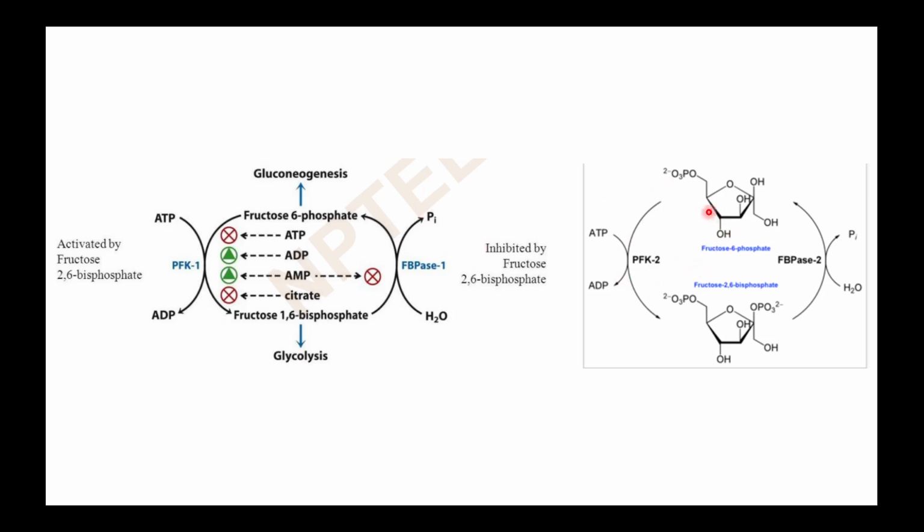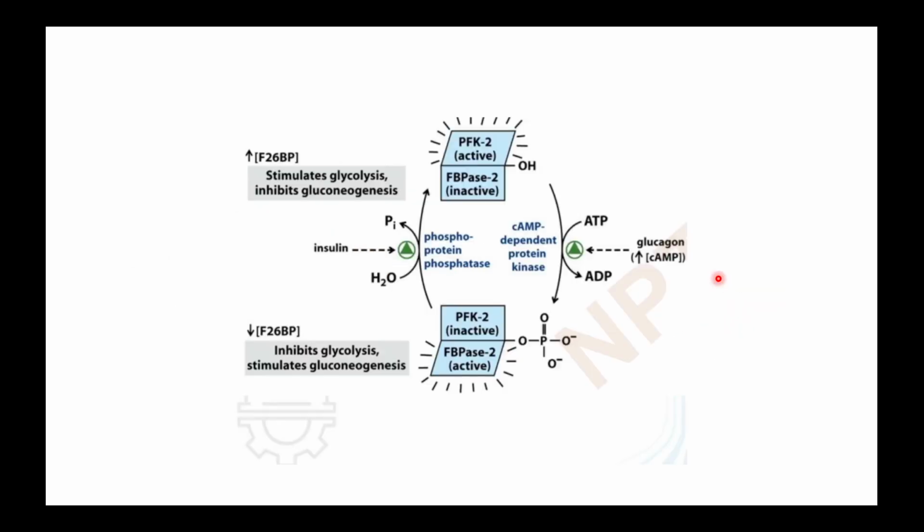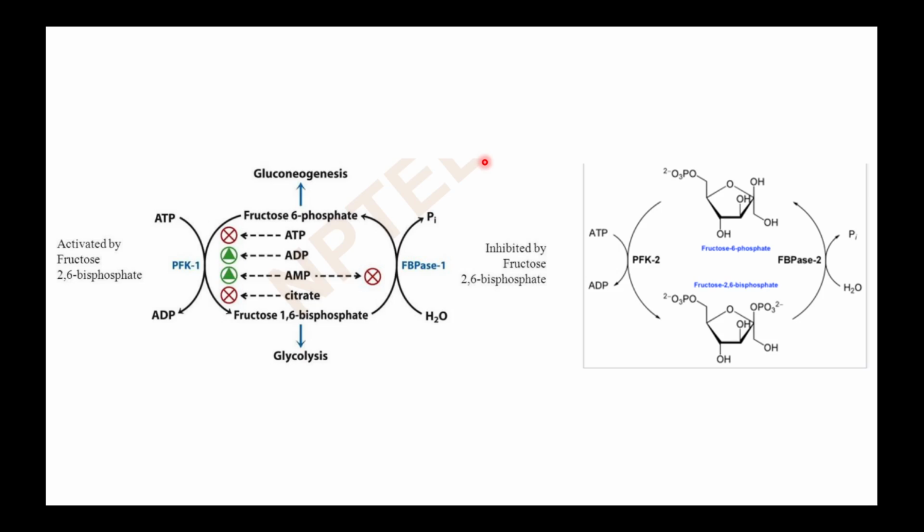PFK2 active means it can convert fructose 6 phosphate into fructose 2,6 bisphosphate. This fructose 2,6 bisphosphate can stimulate glycolysis and inhibit gluconeogenesis. Why? Because fructose 2,6 bisphosphate will activate the PFK1, and that PFK1 will convert more fructose 6 phosphate into fructose 1,6 bisphosphate. That will make the pathway go towards glycolysis, and it will inhibit the FBPase1 so that the pathway does not go towards gluconeogenesis.